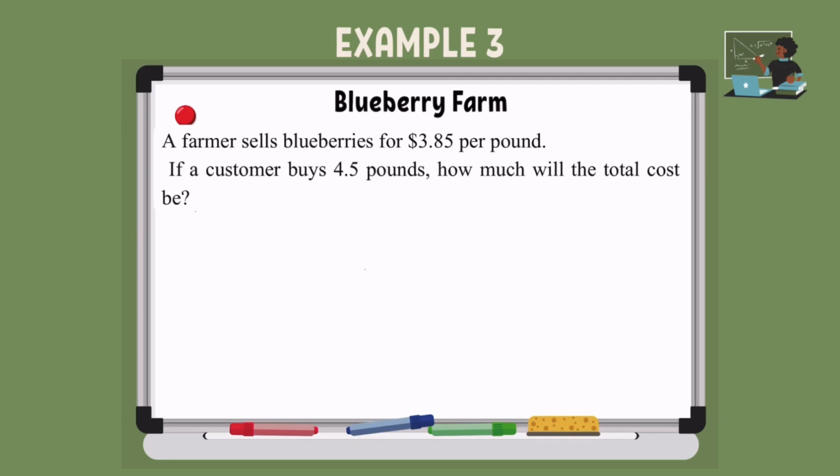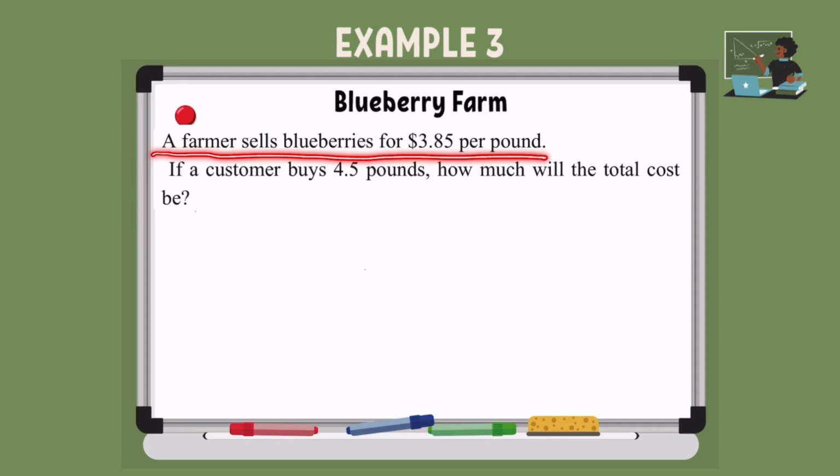The blueberry farm. A farmer sells blueberries for $3.85 per pound. If a customer buys 4.5 pounds, how much will the total cost be? Step 2, we need to visualize the problem.